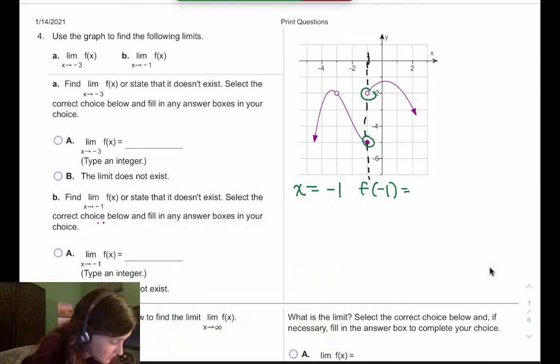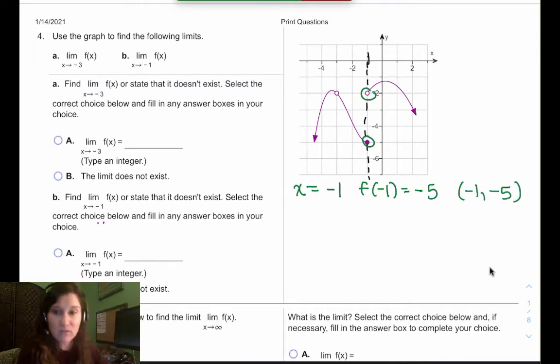So that answer is that f of -1 is equal to, what is that, -5, which is the same as saying that this is a point on the graph, (-1, -5). Now let's look at the limits.